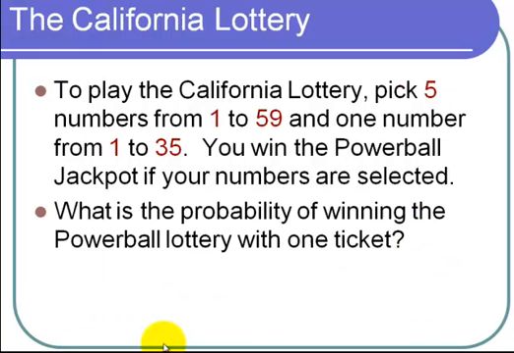I'm not sure if you've ever played the California lottery, but here's how the newest lottery works. At least the newest at the time at which I'm recording this. It changes from time to time. So to play the California lottery, you pick 5 numbers from 1 to 59 and 1 number from 1 to 35. And you win what they call the Powerball jackpot if your numbers are selected.